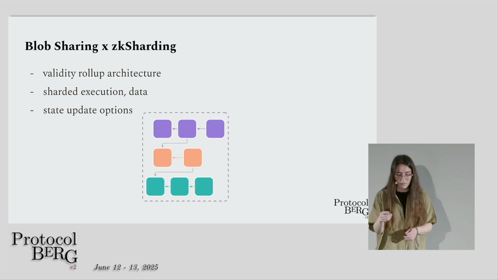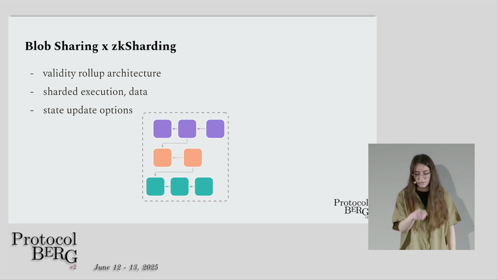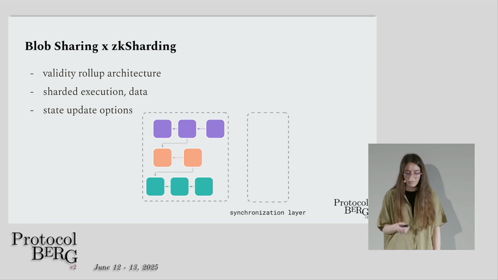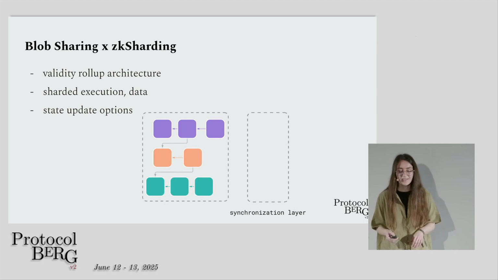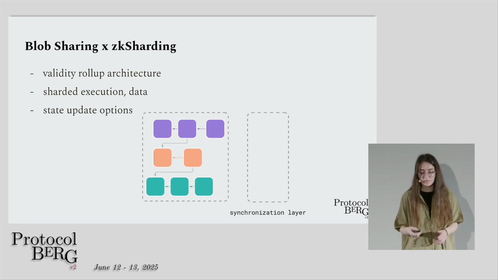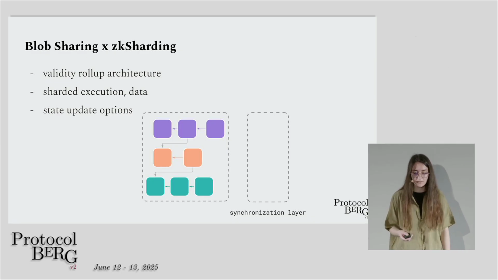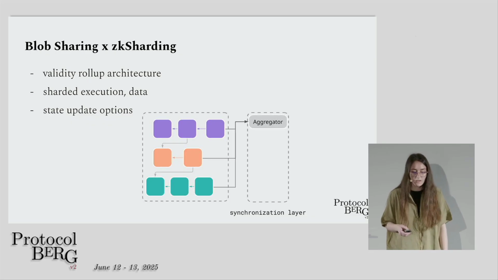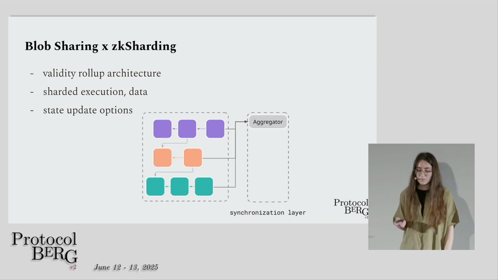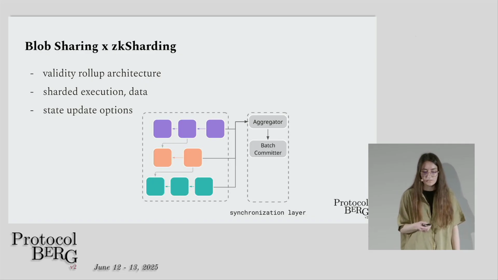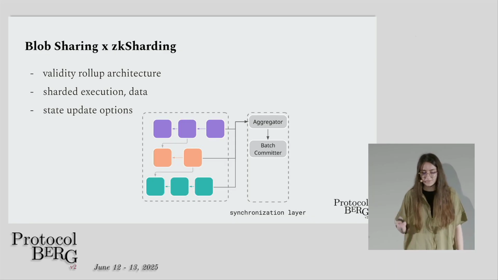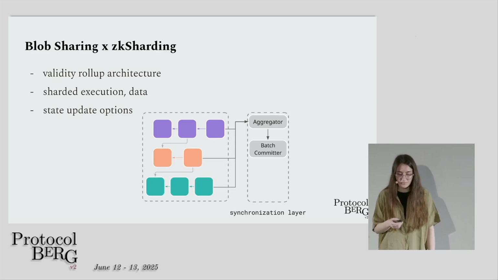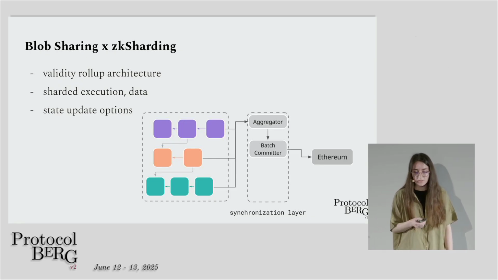So here we have a couple of 3 shard chains, which do some cross-shard communications between them. And we decided to go for blob sharing. It's not the same, we don't have multiple rollups, but we do have multiple chains which can aggregate their data together. So we have a synchronization layer between the shards and Ethereum. And there, as part of the synchronization layer, we have an aggregator which collects data from all the shards. It applies some batch streaming, like data streaming, and creates the blobs, and then sends them to the batch committer, who sends them to Ethereum.